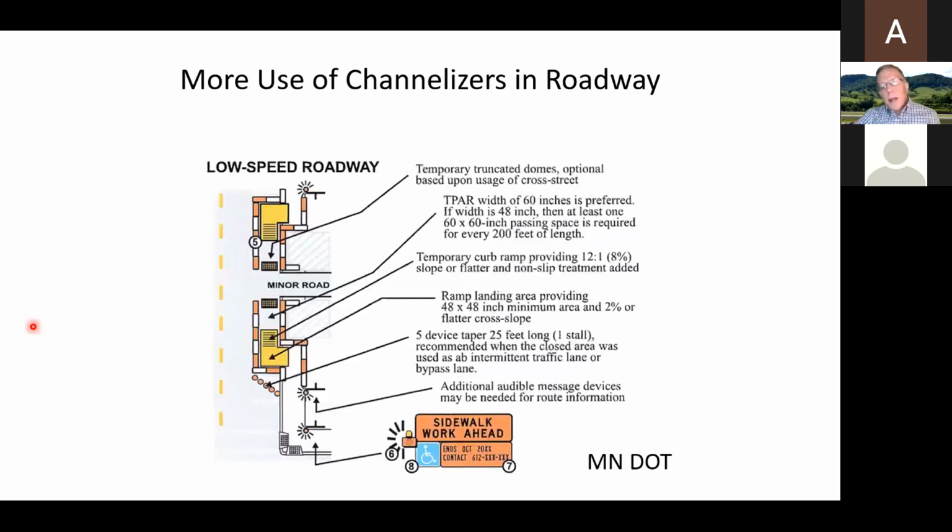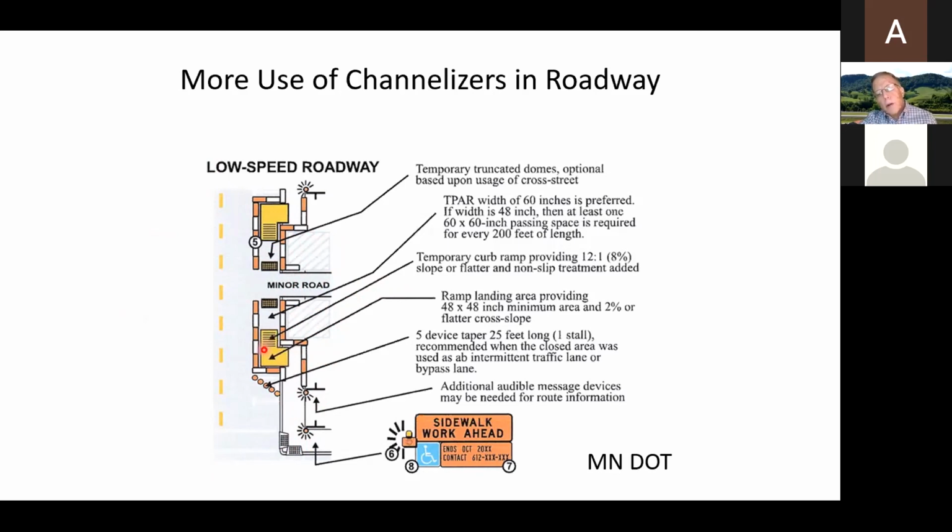Here's another example. This comes from the Minnesota DOT's temporary traffic manual. Notice the sidewalk is closed. There's some construction here, and there's a minor road or maybe an alley here. And notice this is a low-speed roadway, one lane per direction. Same sort of thing. Notice they're using channelizers to direct the pedestrians into what had been the parking lane.